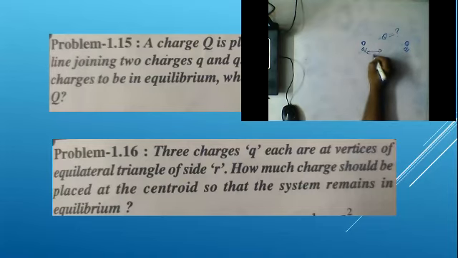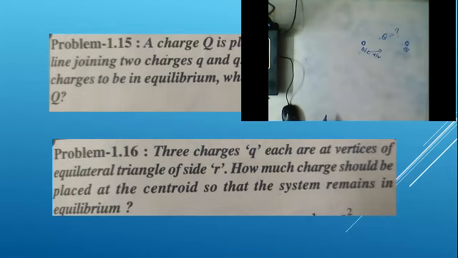Between these two, another charge is placed. A charge q is placed at the center of the line joining two charges Q and Q. For the system of three charges to be in equilibrium, what should be the value of Q? Now they are asking, what is the value of this charge? We already discussed the formula. But they said the distance is how much, guys? R by 2. It is exactly at the midpoint.